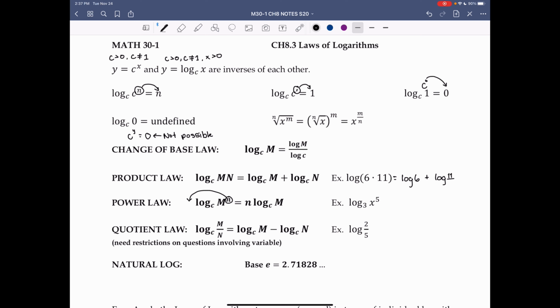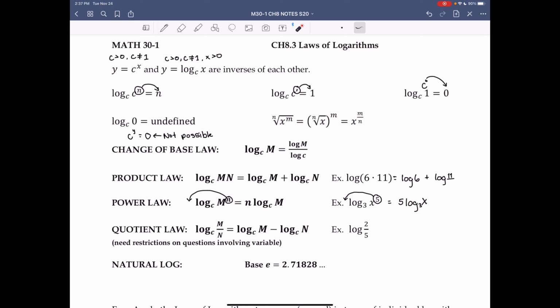Example, log base 3 of x to the power of 5. We can take this exponent on the argument and bring it in front of the log as a product. Then we get 5 times log 3 of x. The quotient law: log base c of a quotient m divided by n is equivalent to log base c of m minus log base c of n.